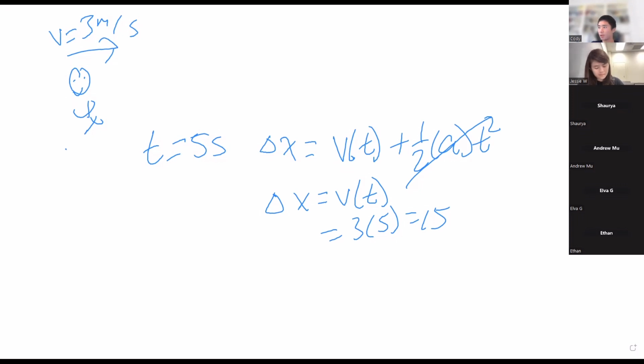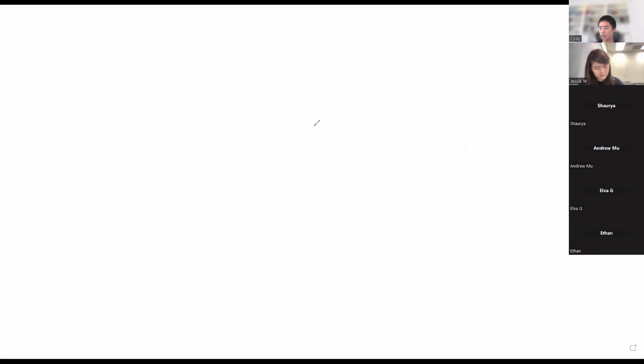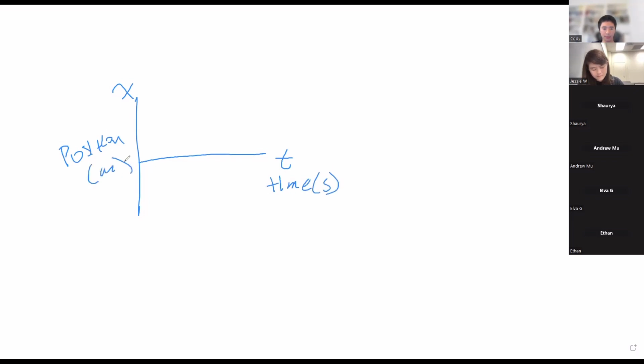First, let me talk about graphs. In physics one, there's going to be a lot of graphs, so it's important to know how to read a graph. So x represents position or displacement, right? And then t is time. So this would be a position versus time graph.